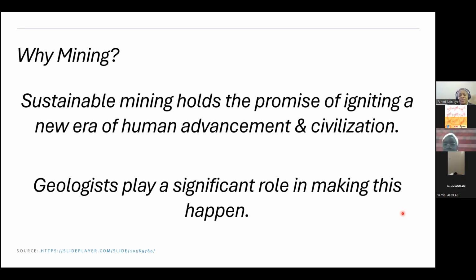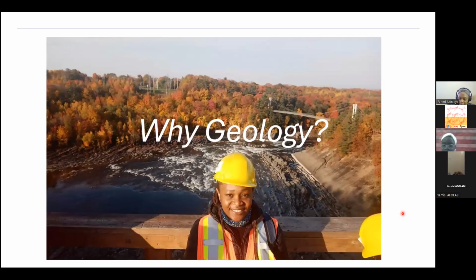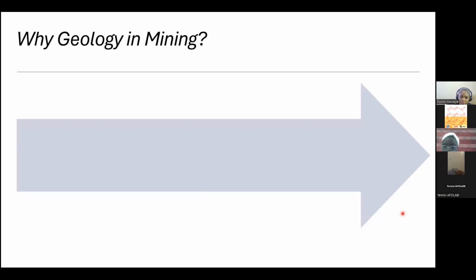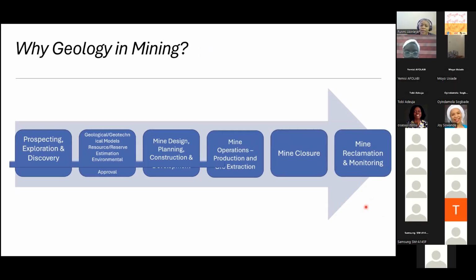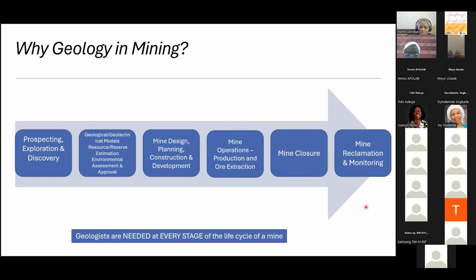So why geology though? First, and this is personal for me because I'm a mine geologist, in every stage of mining, we need geologists. So there is no stage here. I know that mining engineers are specific to maybe mine operations or mine designs, but when you are talking about anything that has to do with the earth or knowing the rock or understanding the deposits, geologists are your best bet. So if there's ever going to be a mine, they'll need you when you become a geologist.